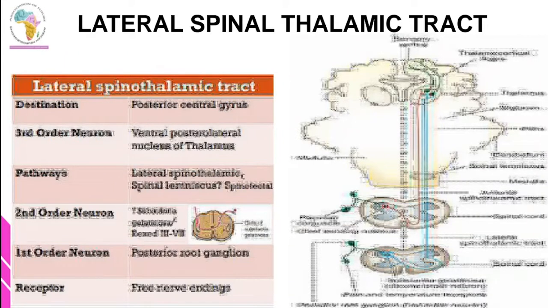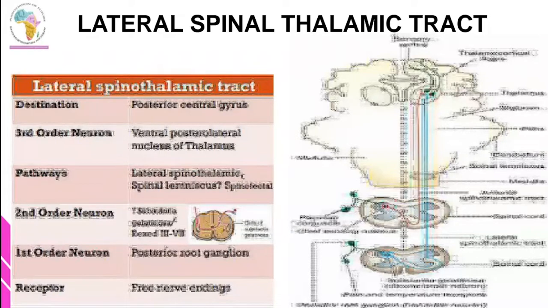As they ascend, the second order of neurons tends to form the spinal lemniscus. They go through the medulla, then they further course to the thalamus, specifically the ventral posterior lateral nucleus of the thalamus. Then further they give out the third order of neurons, which go to the postcentral gyrus, which is the primary sensory cortex area, and the information is interpreted there.